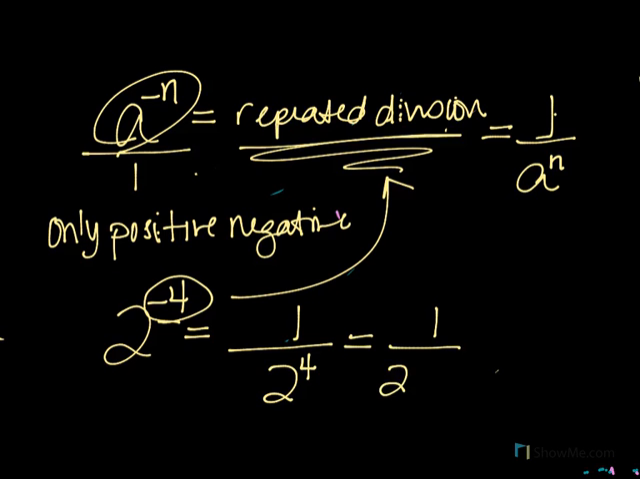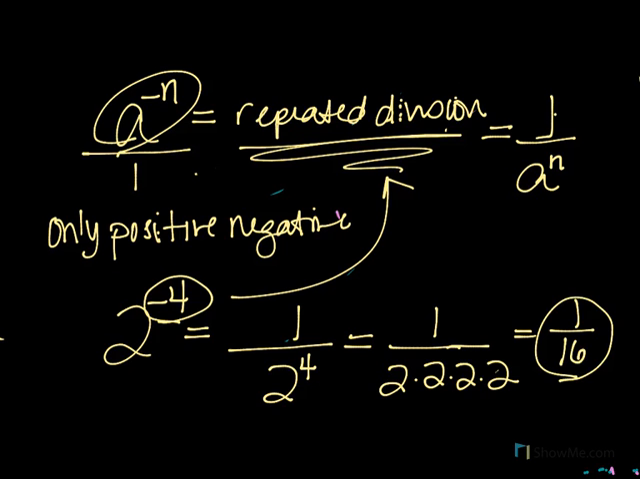So that means 1 over 2 times 2 times 2 times 2. So 2 times 2 is 4, 4 times 2 is 8, 8 times 2 gives 16. 1 over 2 to the negative 4th is 1 over 16. Because remember, 2 to the positive 4th is just 16, 2 times 2 times 2 times 2. So the negative exponents mean repeated division. You have to flip it over the fraction bar, okay?